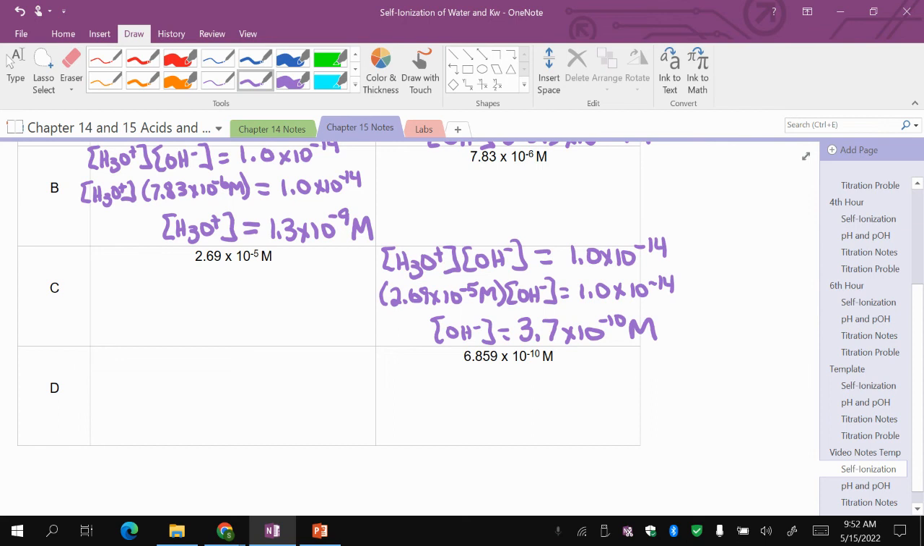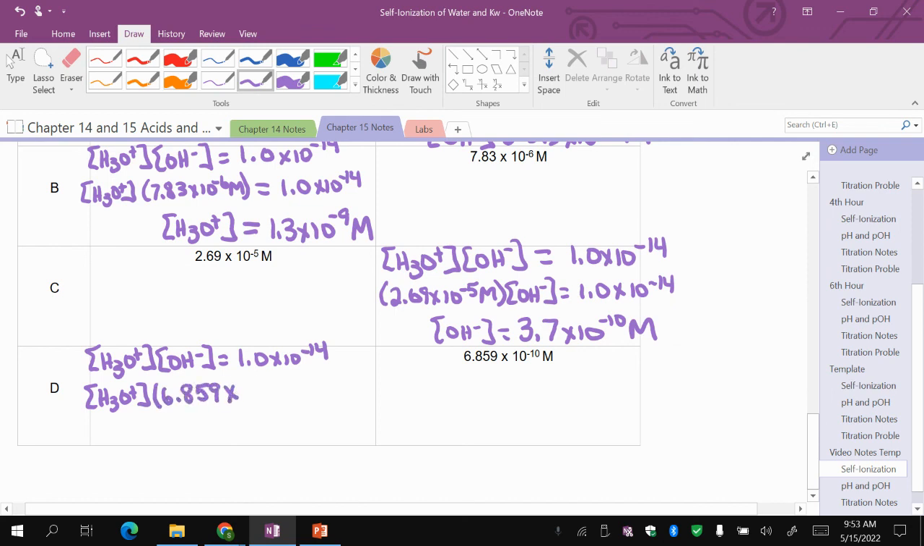For the next problem, I have hydroxide ion concentration. I'm going to find hydronium. So I'm using my Kw expression. I'm going to plug in my number for the hydroxide ion concentration. And then I need 2 sig figs, so it's 1.5 times 10 to the negative 5th molar.